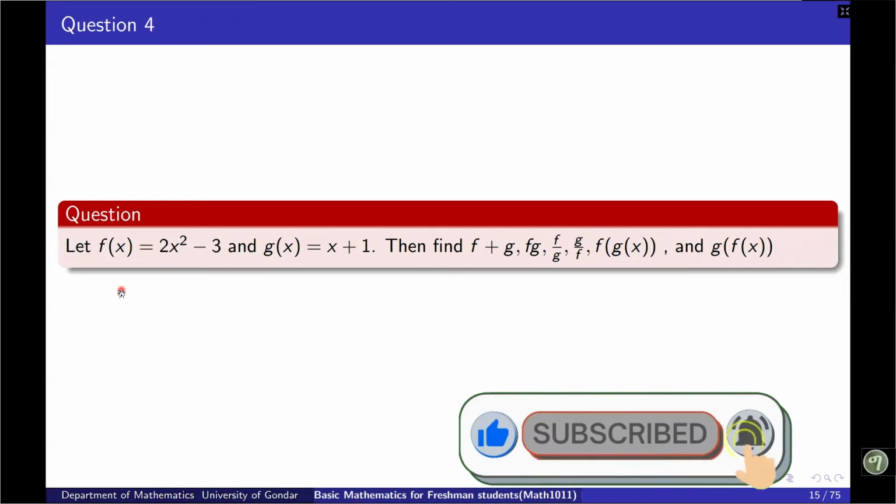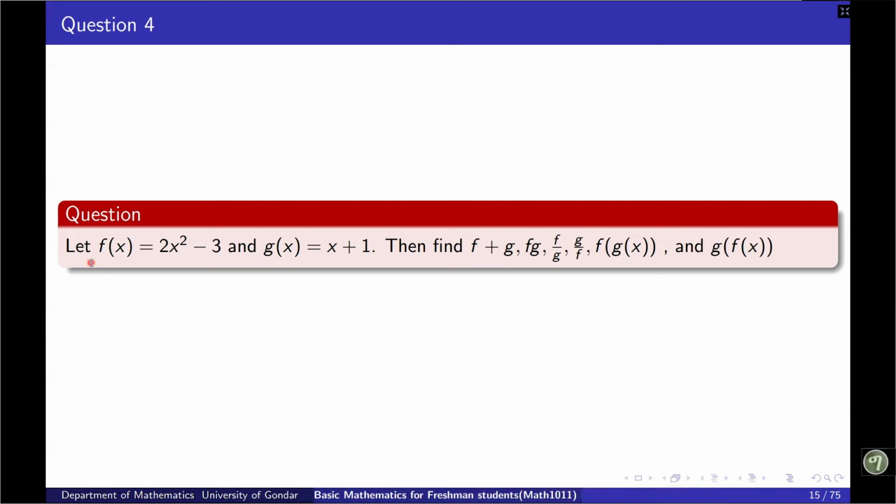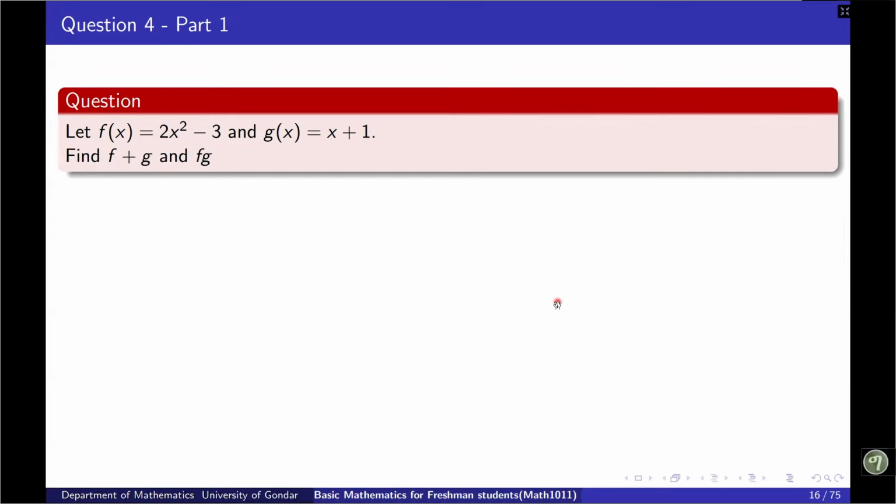Then question number 4. We are given a function f of x equal to this quadratic function and g of x to be this linear function, which is x plus 1. What we are asked here is to find the sum, product, the quotient of f over g and g over f, and the composition f of g of x and g of f of x. So let us see one by one.